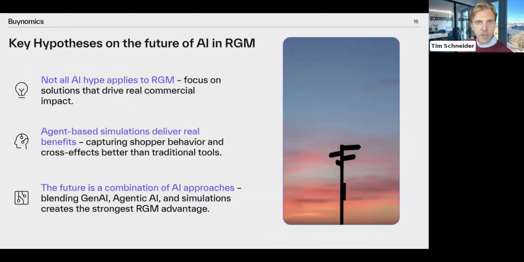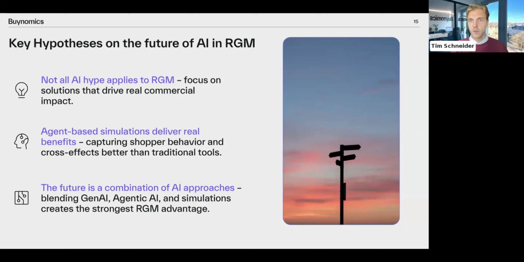Okay. I think last slide also, and then we go into the questions. Here are the key hypotheses from our end, at least, on the future of AI and RGM. One of the core things is that not all AI hype applies to RGM necessarily. As I've seen earlier in the poll, the majority of people said they're using GenAI in RGM. That can of course have lots of different applications, and all of them are super valid. But not all of these AIs is necessarily needed to answer the core question of RGM.